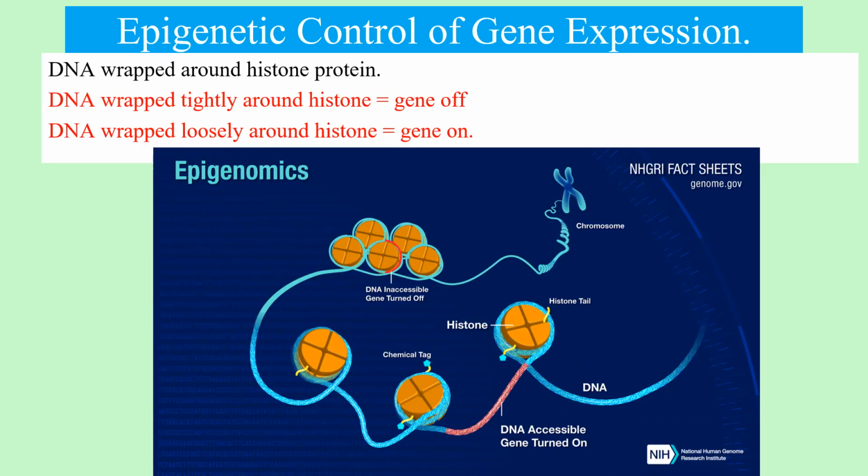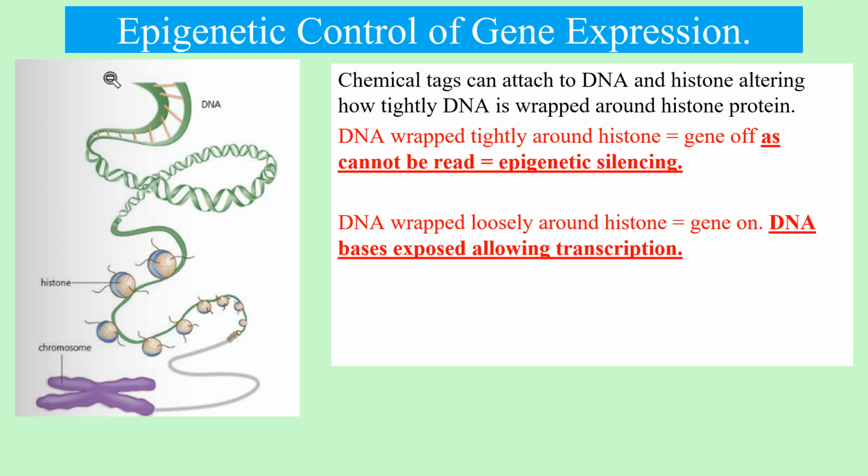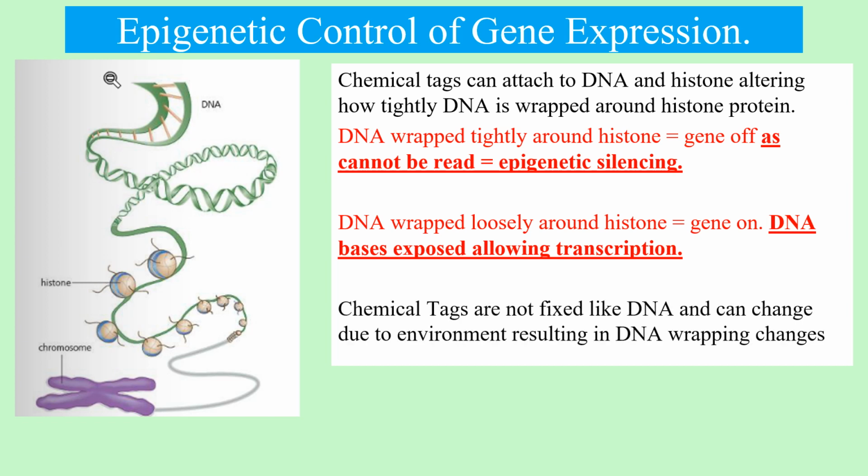We got to this last time. So those chemical tags can therefore be altered by environmental factors. So the chemical tags can attach to the DNA and the histone, altering how tightly it's wrapped around. If the DNA, as I said, is wrapped around tightly, then the gene is turned off as it cannot be read, and it's called epigenetic silencing. If the DNA is loosely wrapped around, it's turned on, and it allows the bases to be exposed, allowing transcription. So it allows the transcription factor to attach, it allows the RNA polymerase to attach. Now, the chemical tags are not fixed like DNA and can change with the environment, resulting in DNA wrapping tighter or looser.